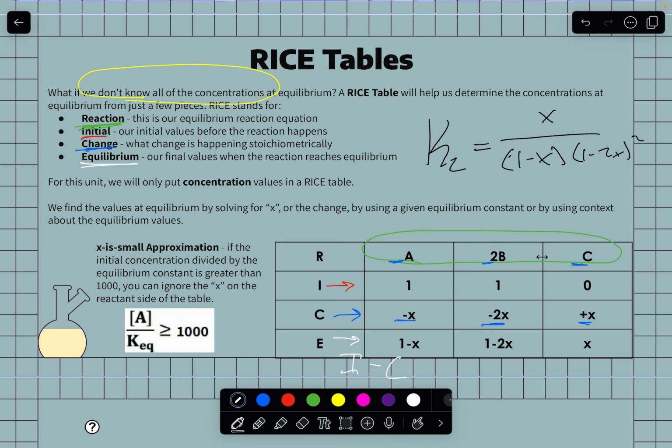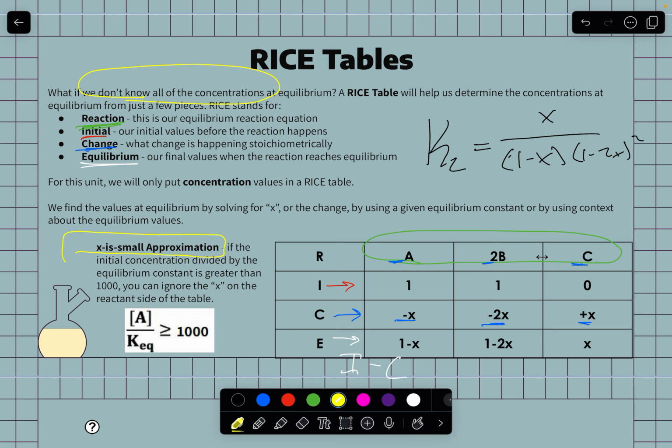So we can put those in there to solve for x, but you can see that this algebra can get complicated, right? That's a quadratic. So to avoid the quadratic, sometimes what we can do is called the x small approximation.